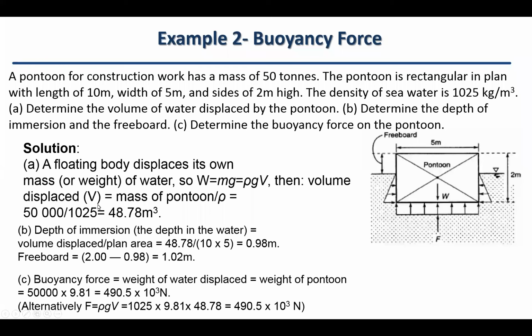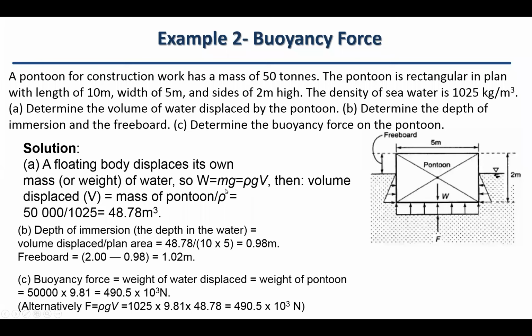The results are pretty simple and straightforward, just written here, so you can have a look and see what's going on. First of all, for a floating body, we can easily calculate the displaced water by using the formula W equals mg, or rho gV. If we cancel out the g from the right and left hand side, we have V, the volume of the displaced water, equal to m divided by rho.